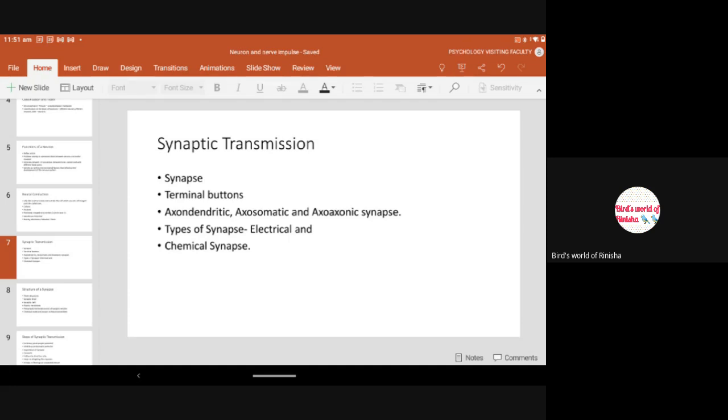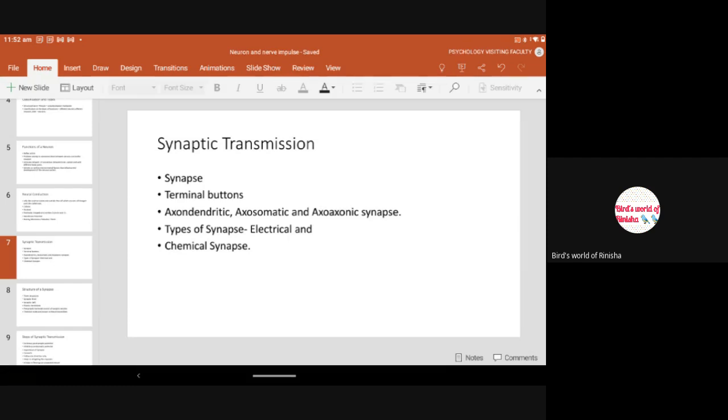Synapses occur in three important places on the next neuron, mainly on number 1, dendrites, number 2, soma, or axons. So the synapses are known as axodendritic, axosomatic, and axoaxonic synapses. From the name, you can find out that these are the three places on the next neuron where the synapse occurs, and there are two kinds of synapses, the electrical synapses and the chemical synapses.